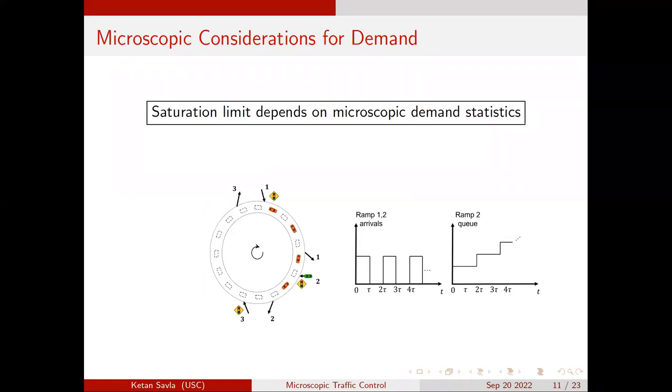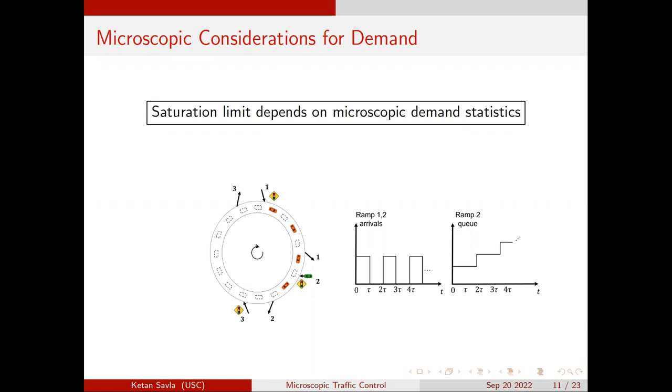But there are also some interesting implications of the interarrival times on the saturation limit. If you recall, when I prescribed the travel demand, I prescribed only the average flow coming at the ramps, the fraction of demands wanting to go from a certain origin to destination, and so on. But here is an example to illustrate a very interesting aspect of the interarrival times. Let's consider a similar example as before, 3 on ramps, 3 off ramps. Let's first consider the case where the arrivals at both ramps, 1 and 2, are deterministic according to this particular profile. So again, one arrival every 2 tau seconds.